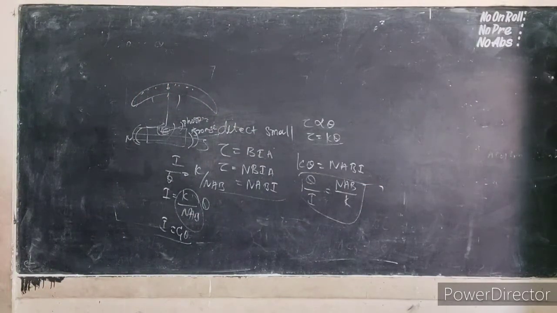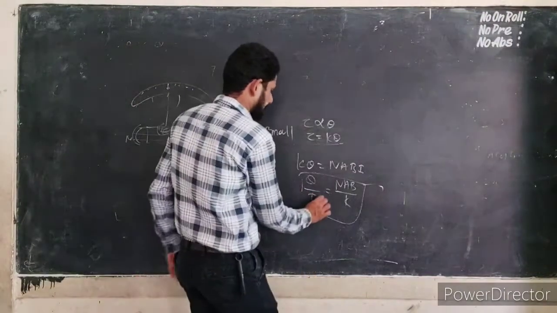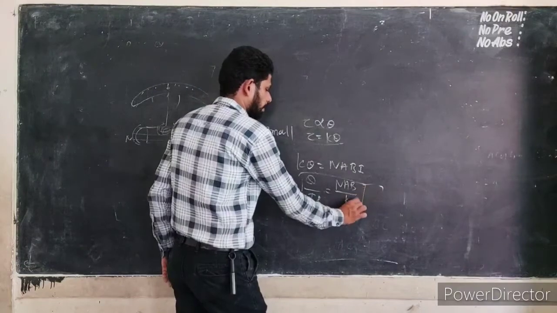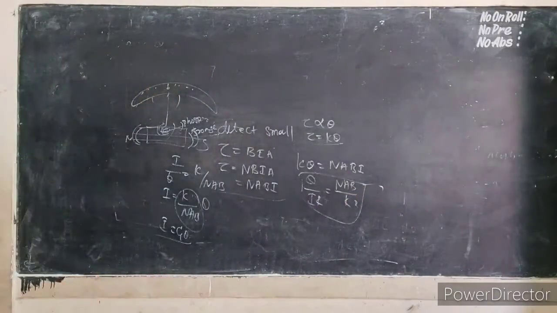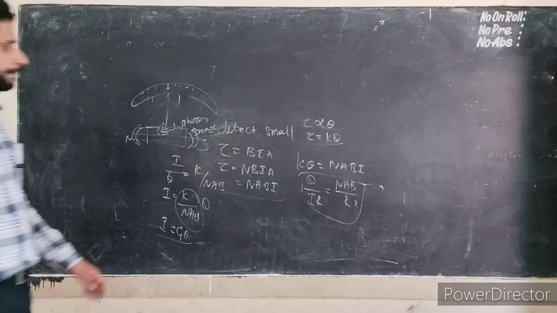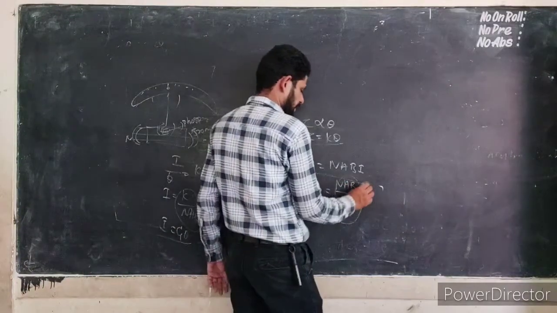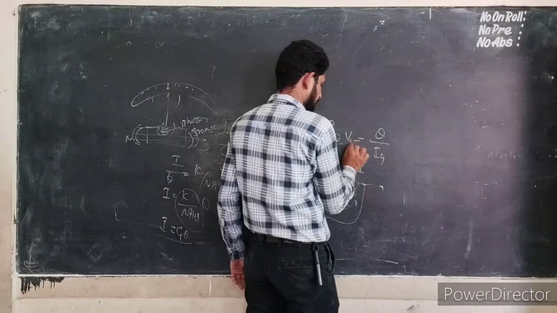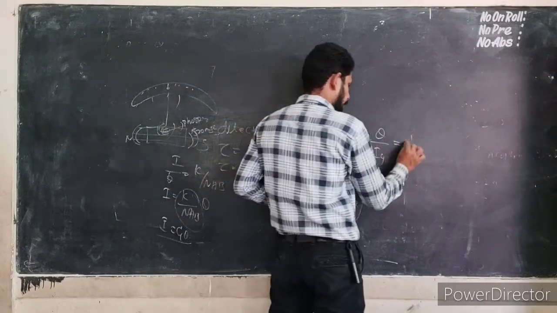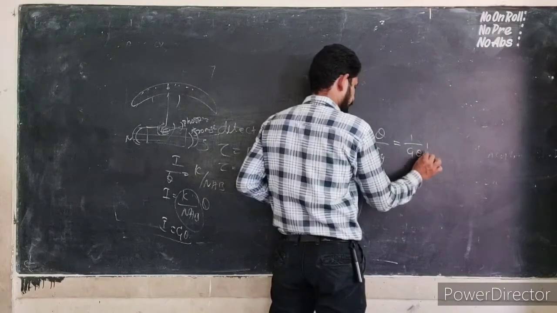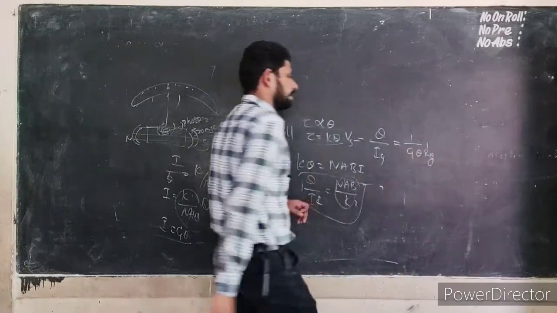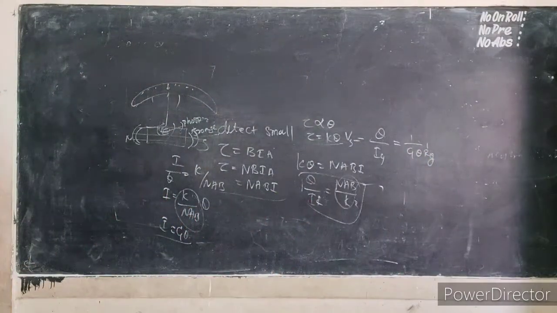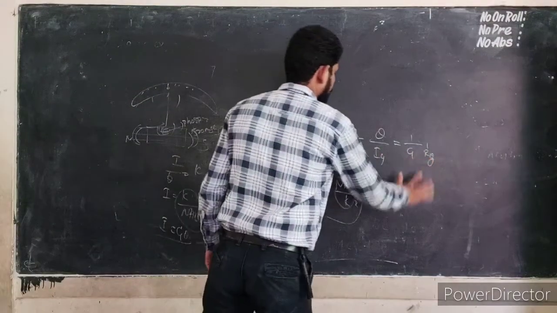Voltage sensitivity is the deflection produced per unit voltage. Theta by IR. So K by R will come, which is nothing but your 1 by G theta. Theta by Ig Rg will be equal to the voltage sensitivity. This is nothing but 1 by G Rg.